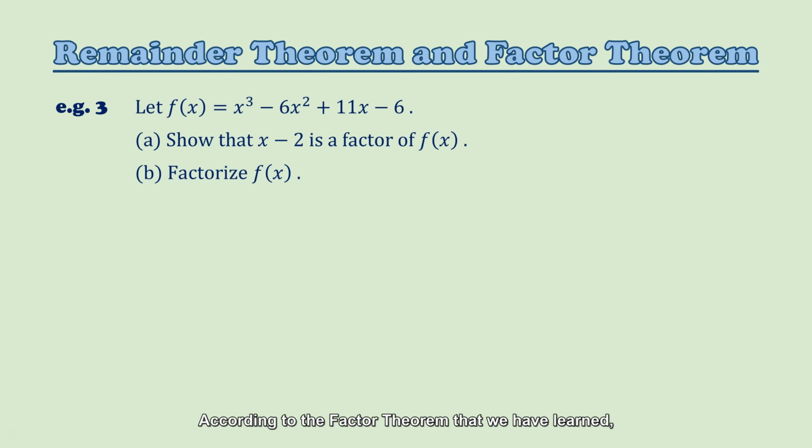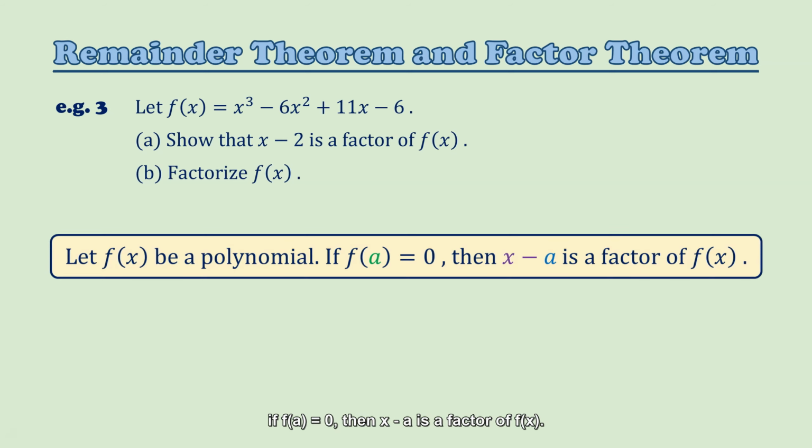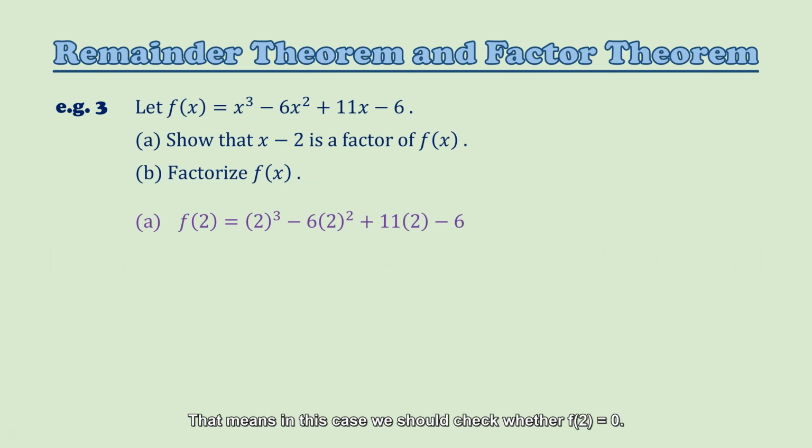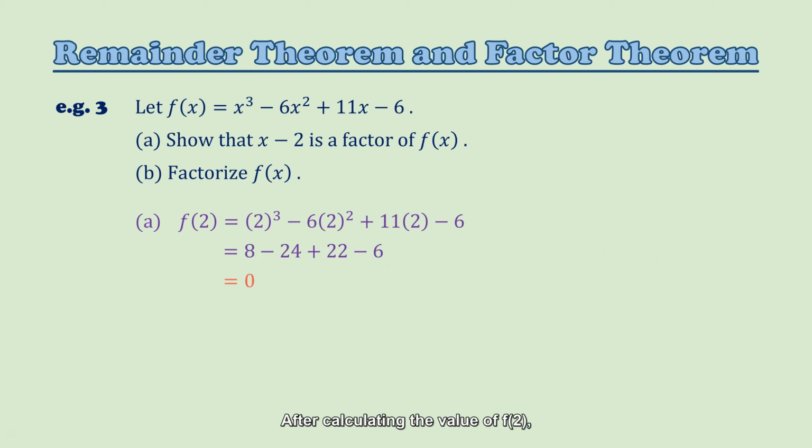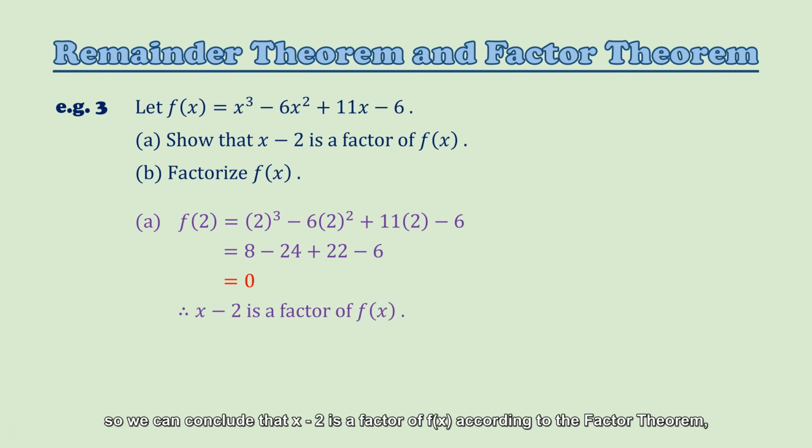According to the factor theorem that we have learned, if f(a) is equal to 0, then x minus a is a factor of f(x). That means in this case, we should check whether f(2) is equal to 0. After calculating the value of f(2), we can see that f(2) is really equal to 0. So we can conclude that x minus 2 is a factor of f(x) according to the factor theorem.